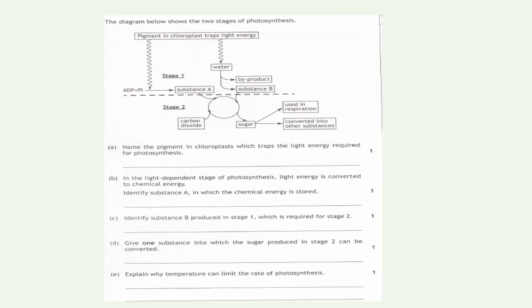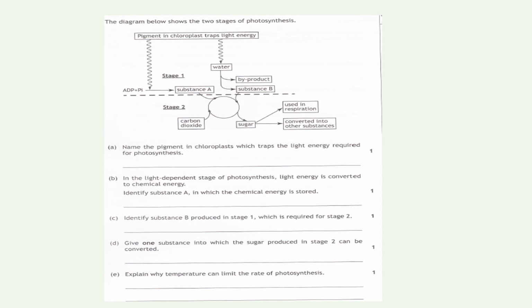So let's try some SQA questions. So pause the video and try to answer the questions before I go over it. So the question says, the diagram below shows two stages of photosynthesis, and then it's got the diagram, and then it says, name the pigment in chloroplast which traps the light energy required for photosynthesis. For B, it says, in the light-dependent stages of photosynthesis, light energy is converted to chemical energy. Identify substance A in which the chemical energy is stored. For C, it says, identify substance B produced in stage 1, which is required for stage 2. Give one substance into which the sugar produced in stage 2 can be converted, and then explain why temperature can limit the rate of photosynthesis.